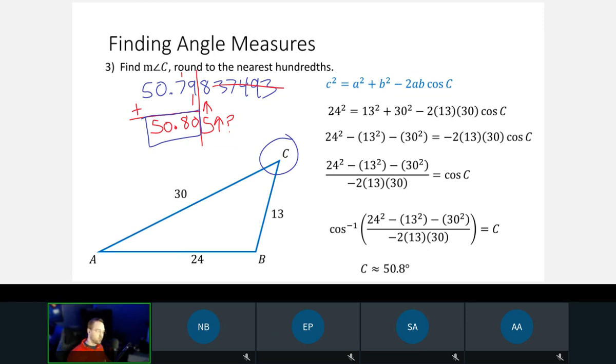Now, on a test or a quiz, if the answer was 50.8 and it marked it wrong because it wanted to see the hundredths place written out, I would just manually give you the points. And I've done that before for questions where people put the negative sign on top instead of in front or whatever. Yeah, 50.8 is correct.